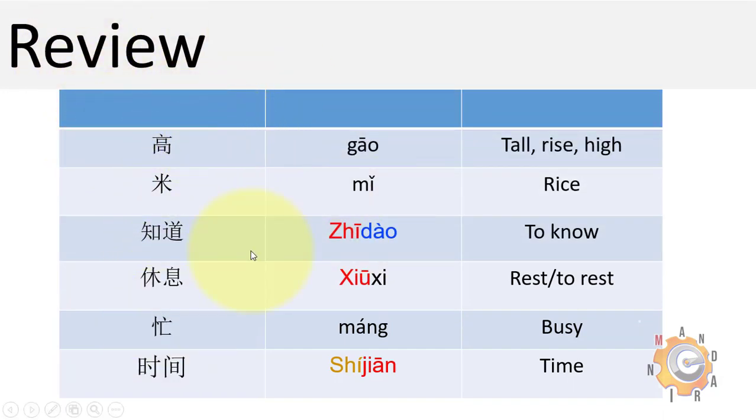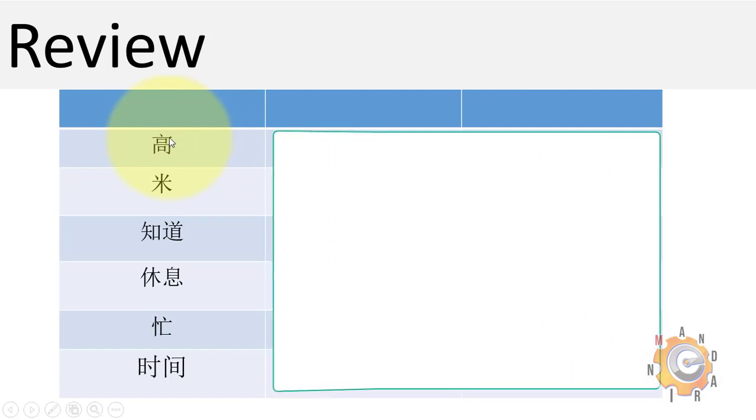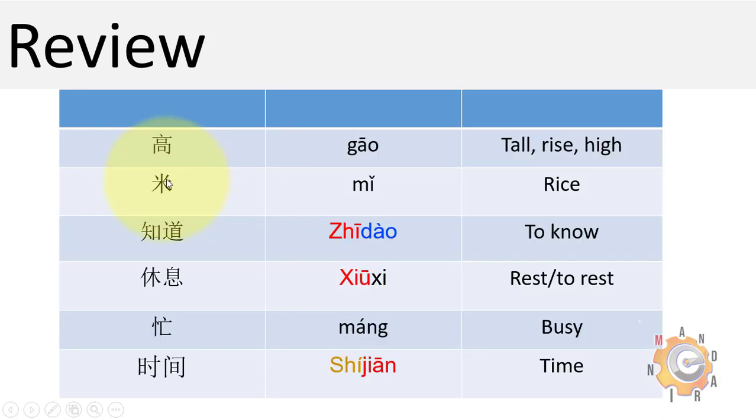These are characters, these are their pinyin, and these are their meanings. So we will look at it and we will review what we have studied. Head, mouth, desert between them means he is a tall person. Tree being cut is going to give us meter. It also has another meaning of rice.